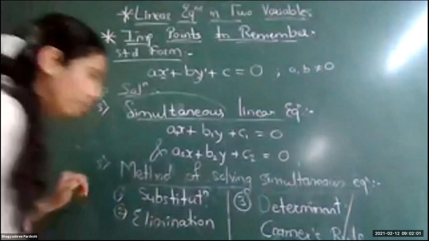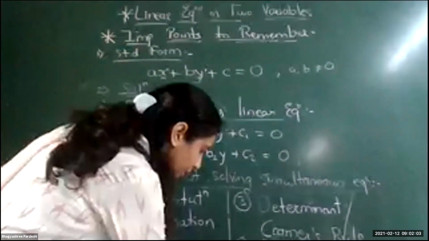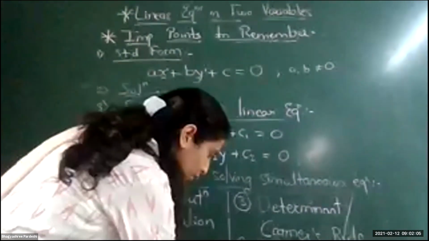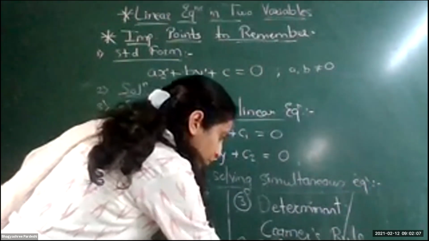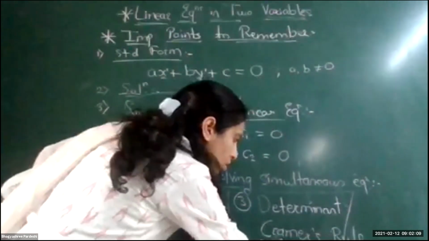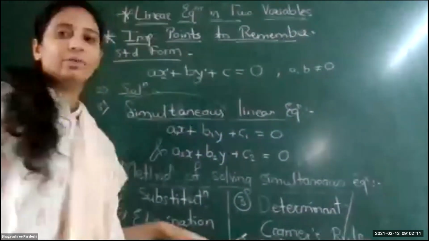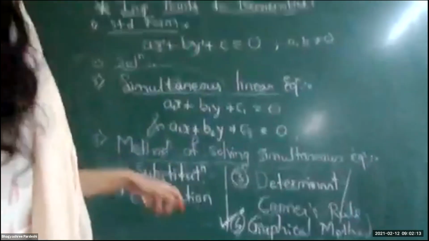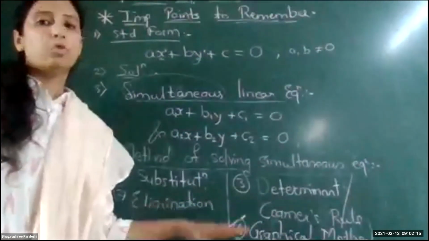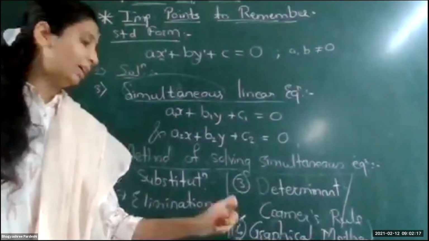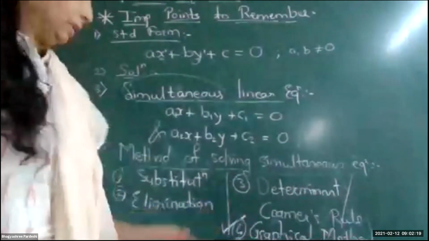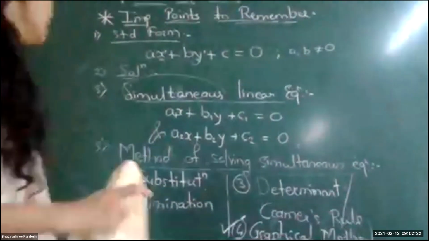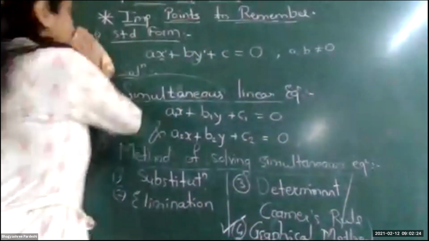One more method to remember is the graphical method. Do this graphical method very, very well, students, because this can be asked for 4 marks also. So do this method very properly. These are the 4 methods of solving this. Now let's see them one by one.